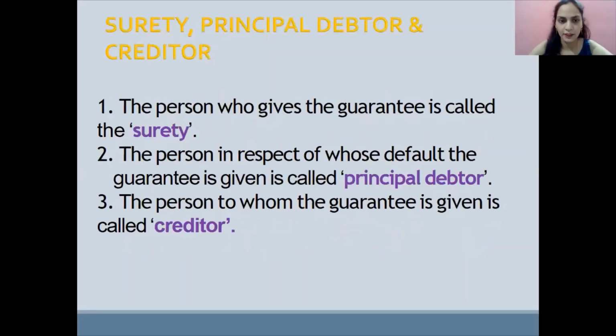As given by the definition, we have three main parties. First, the person who gives the guarantee is called surety or guarantor. Second, the person in respect of whose default the guarantee is given is called principal debtor. And thirdly, the person to whom the guarantee is given, that is, the person who is lending the money or is giving certain kind of amount to the other party, or has arisen with some kind of liability to the debtor, that person is termed as a creditor.